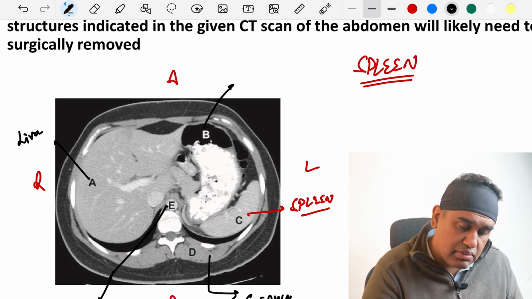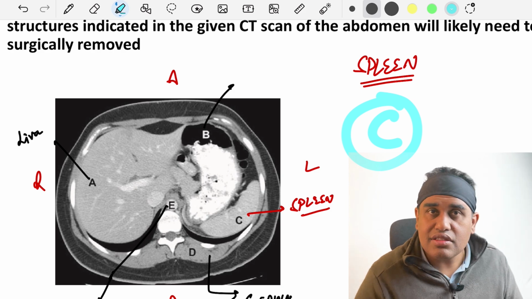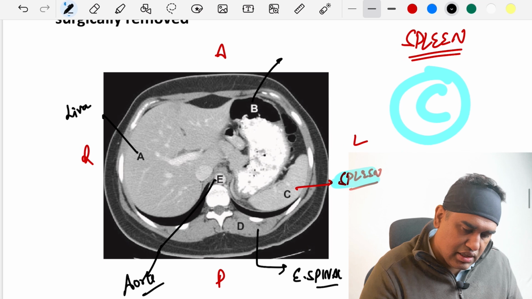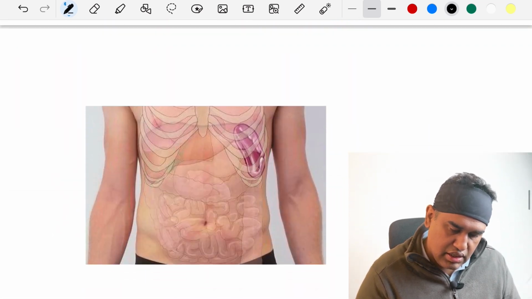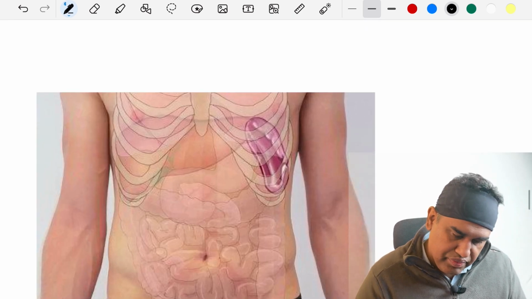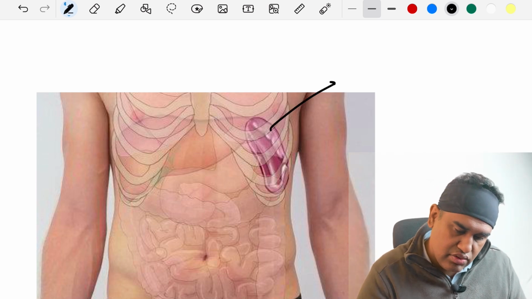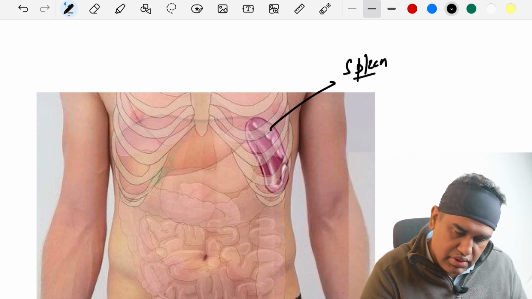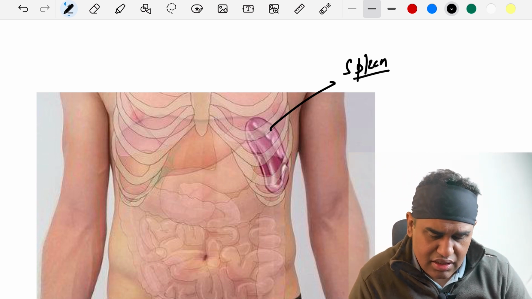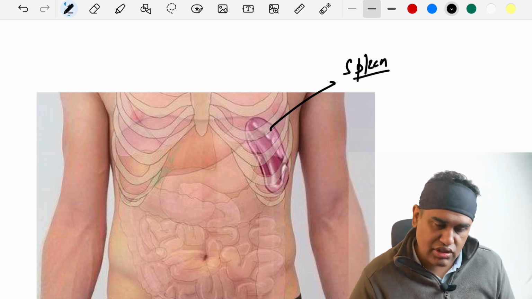So therefore, the answer is option C, the spleen. That would be our best answer, right? Let's see the location of the spleen anatomically. Here you are seeing the lower part of the rib cage, and this organ over here is our dear spleen. Therefore, if you have a fracture of the left ribs 8, 9, 10, 11, the spleen is prone to injury.